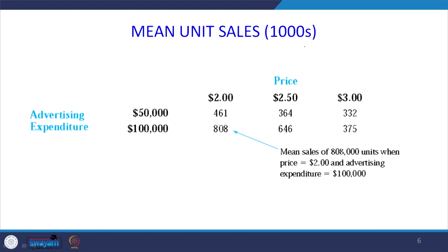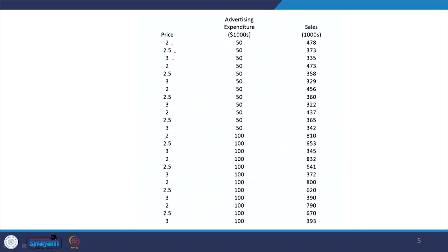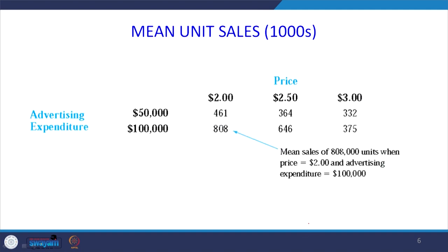Now, we have made a summary of the previous table. The summary says, when the price is $2 and the advertising expenditure is $50,000, this 461 is the mean sales. Look at another one: when the price of the shampoo is $2 and the expenditure is $100,000, this is the mean of all those combinations. So, the mean sales is 808,000 units when the price is $2 and the advertising expenditure is $100,000. How was it done? Wherever there is a 2 in the price, you look at the corresponding sales values. The average of these four elements is our 808. Similarly, each cell is nothing but the mean of that level and the corresponding variables.